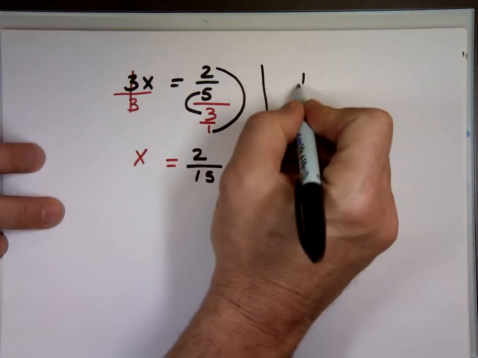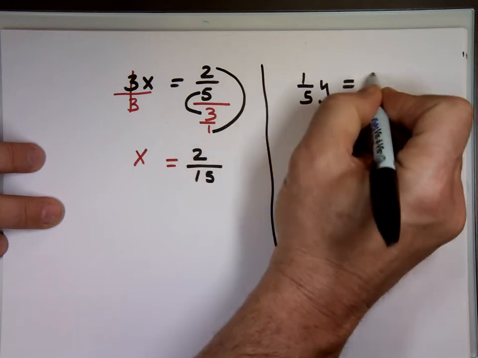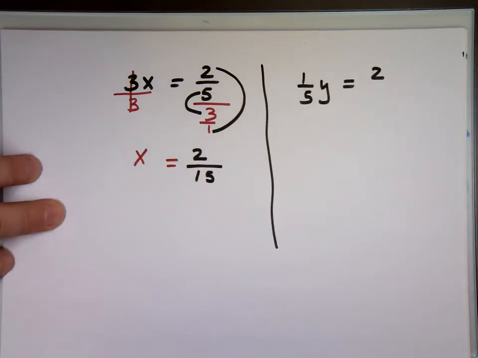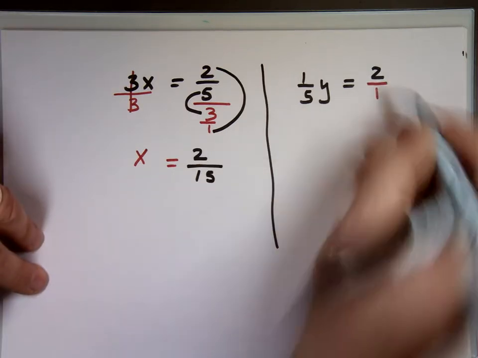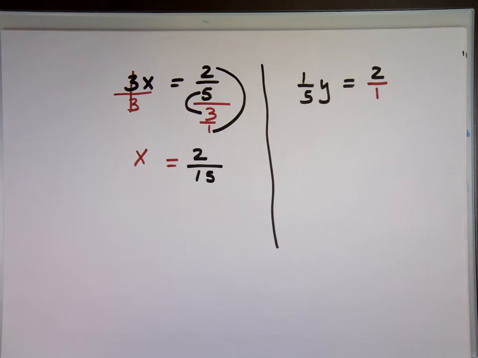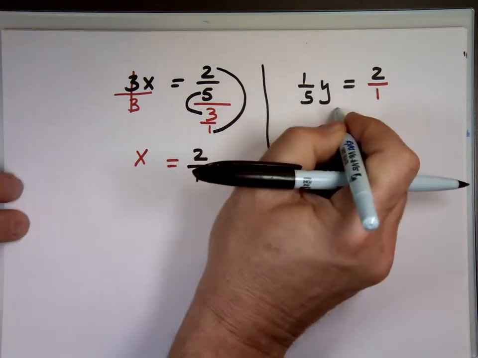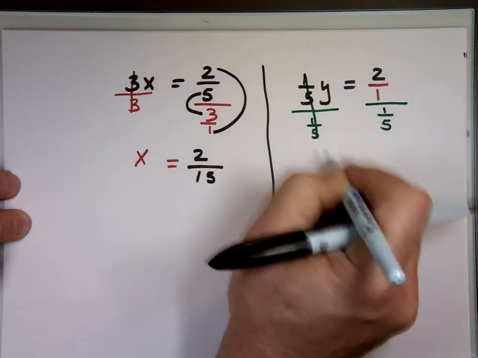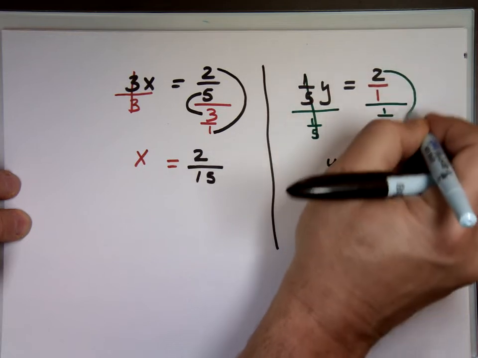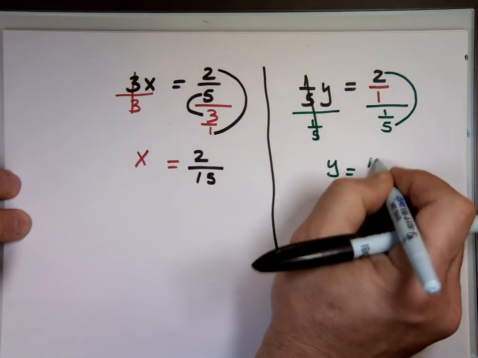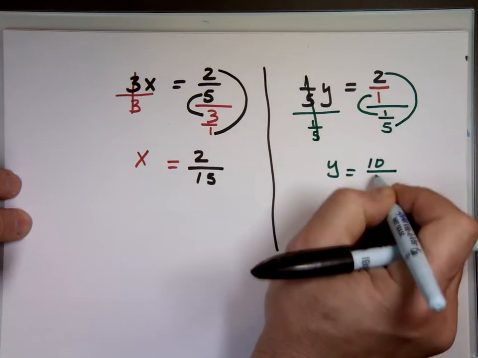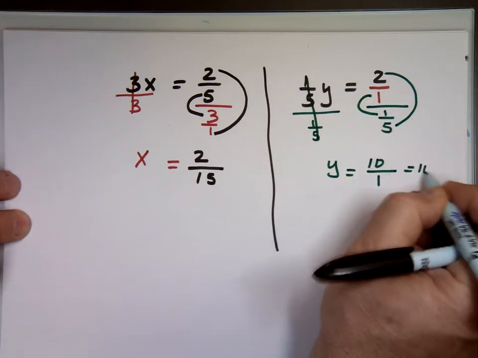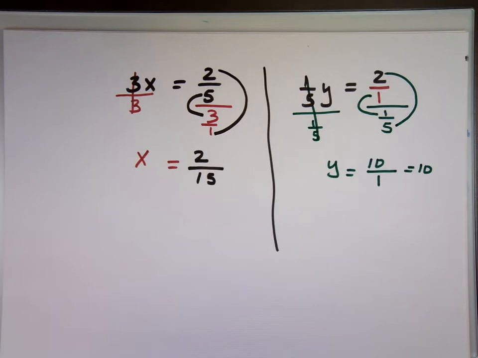1/5 y equals 2. You go, the 2 is 2 over what? 1. So I'm going to divide by what to make it 1y? 1/5. So I'm going to divide this side by 1/5. Divide this side by 1/5. Outside over the inside. 2 times 5, 10. 10 over 1 times 1. What's 10 over 1? 10. Scares me when I understand math.